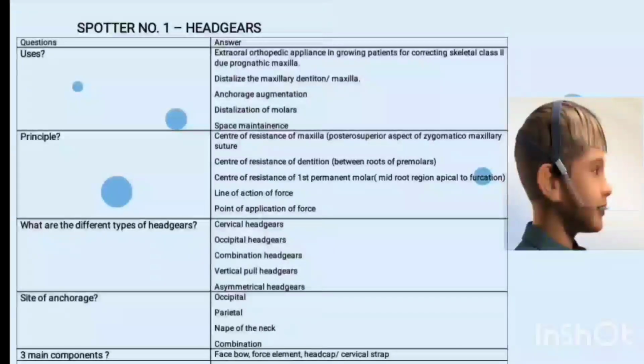Now, what are the different types of headgears? They are cervical headgears, occipital headgears, combination headgears, vertical pull headgears and asymmetrical headgears. And now we'll see what the sites of anchorage present for headgears are. That is, occipital, parietal, nape of the neck and combination. What are the 3 main components of the headgears? They are face bow, force element, head cap or cervical strap.